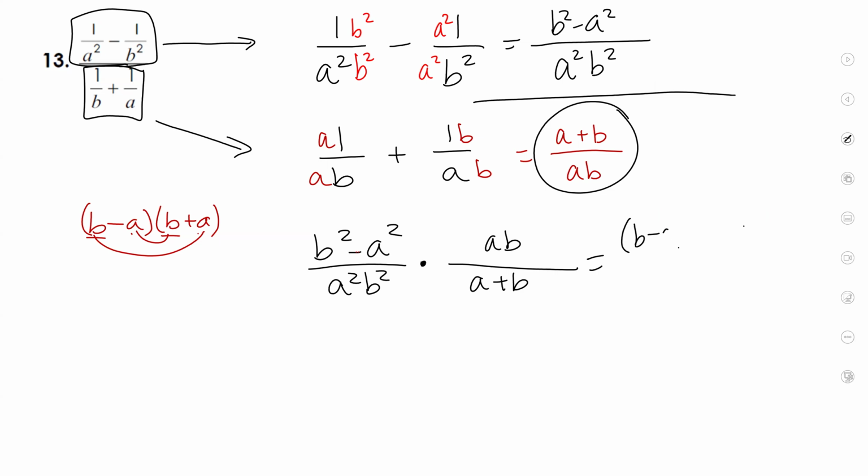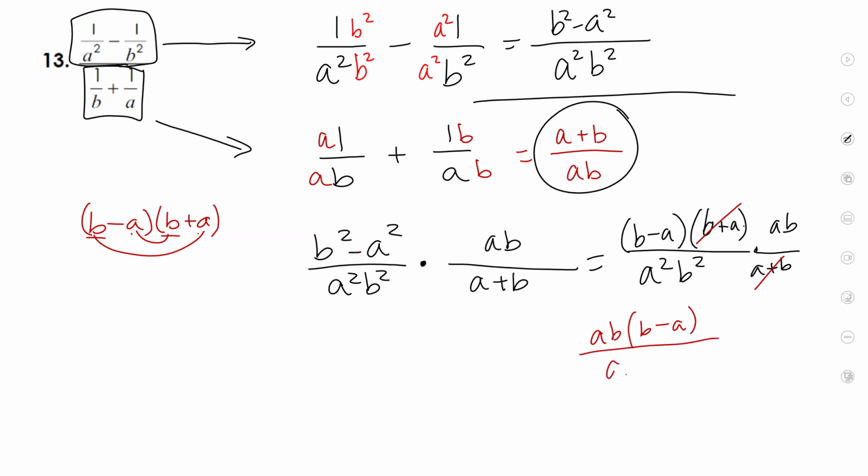B minus A times B plus A over A squared B squared times AB over A plus B. What cancels is those two. I'm left with AB times B minus A over A squared B squared. A cancels with one of those A's, B cancels with one of those B's. So my final answer is B minus A over AB.